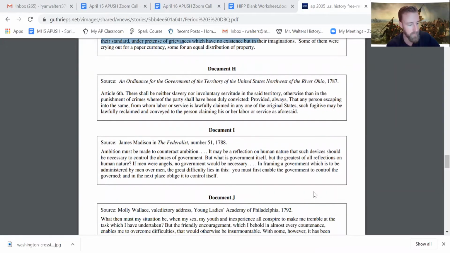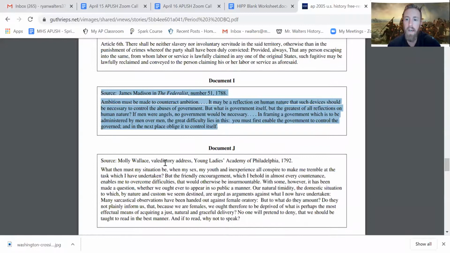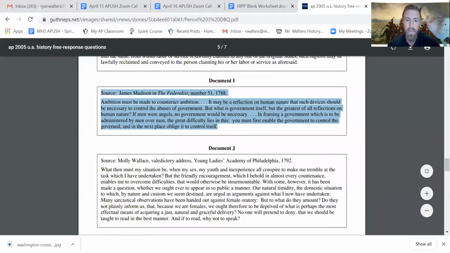I just don't want us to run out of time here, because I want to be able to go back over some of this. And I want to jump down to the Federalist Papers, because they love to use a clip from the Federalist Papers.